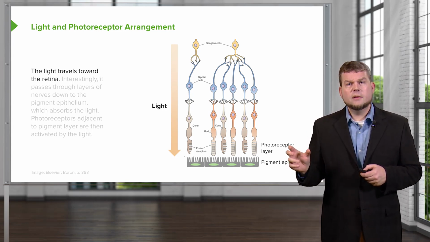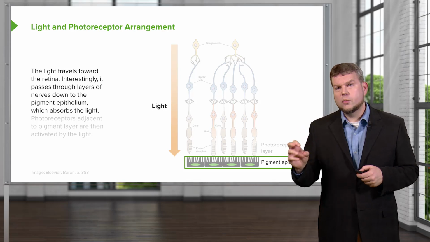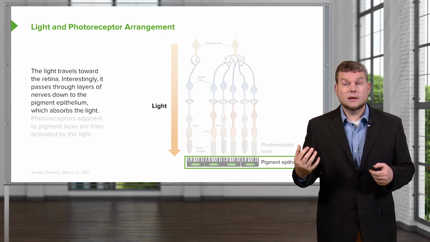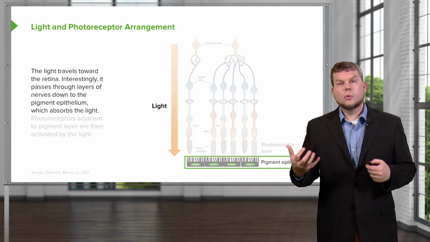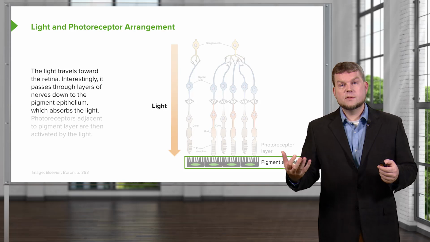The pigment epithelium is going to have chromophores in it, very similar to melanin, which is in your skin, to absorb light. Chromophores, again, are particles that absorb light.